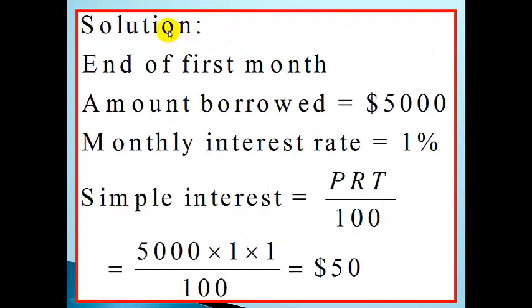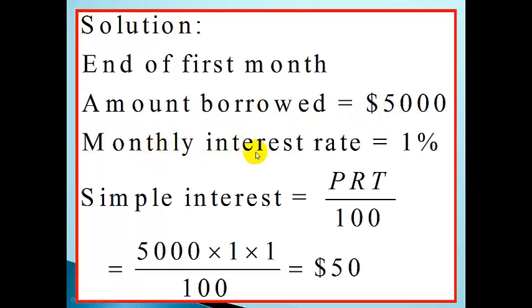Now let's look at the solution. The end of the first month. Take note that the interest rate per year is 12%, but the borrower has decided to pay the loan together with the interest in 3 months' equal installments. So at the end of the first month, take note that the amount borrowed from the bank is $5,000.